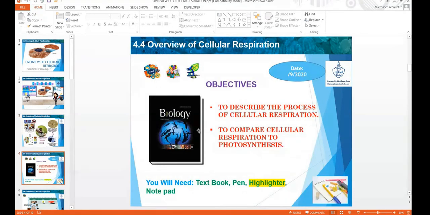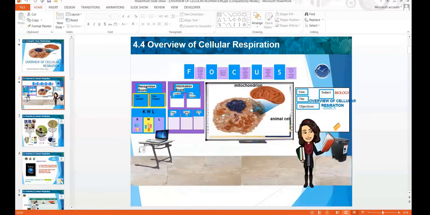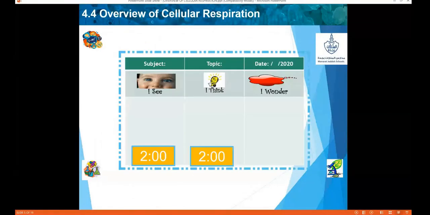And let's move on to the objectives for this topic. They are to describe the process of cellular respiration and to compare cellular respiration to photosynthesis. We already discussed in detail what photosynthesis is, so we shall come to the difference between cellular respiration and photosynthesis. Okay, so let's do a KWL.